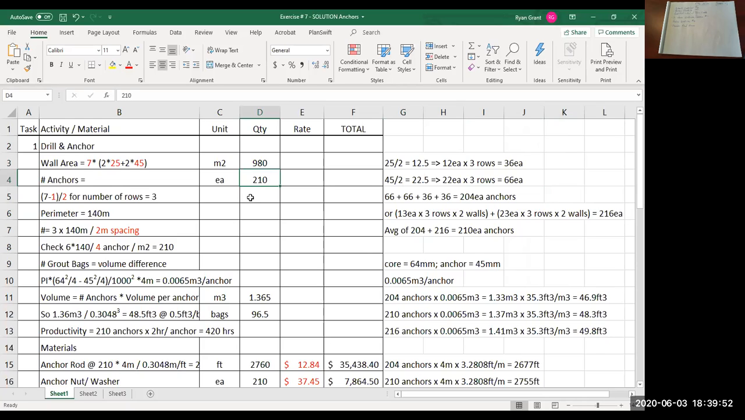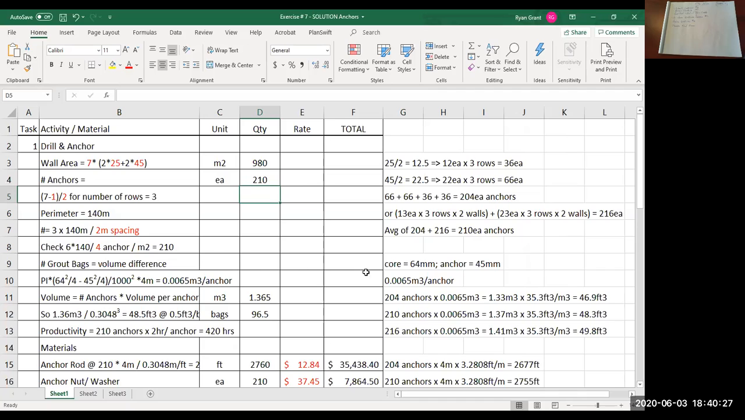So you've determined the number of anchors that you have. Coincidentally, if you look at the 204 and the 216, if you add those 2 together and divide by 2, so take the average of the 2 of those quantities, you get 210 anchors, which is what I have here. But anyway, like I say, any one of those 3 answers I would have accepted.